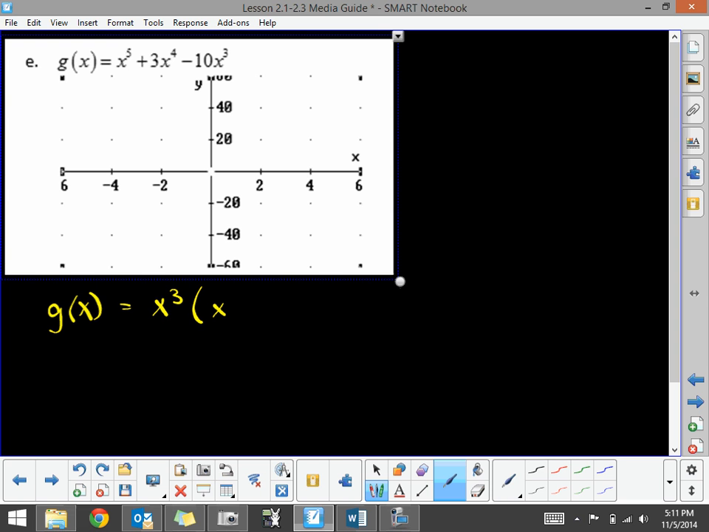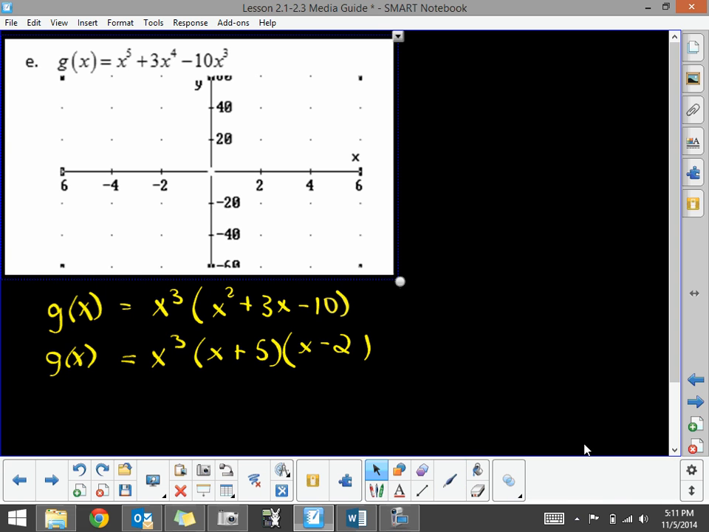We're left with an x squared plus 3x minus 10. This quadratic factor factors again. It factors into x plus 5 and x minus 2. So this is the factored form of our function g of x. So we have some multiplicity in our factors, and we also have some linear.